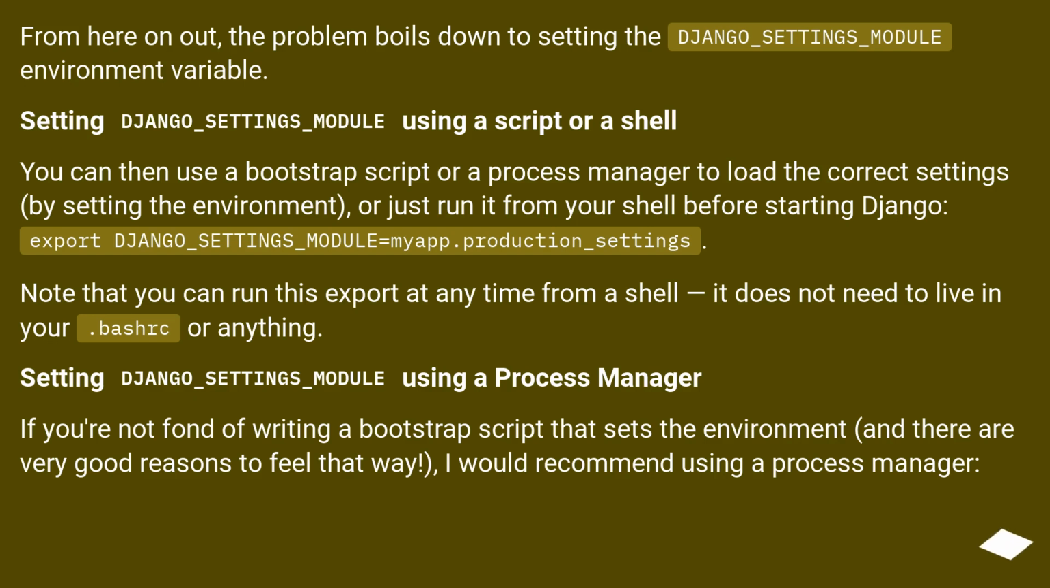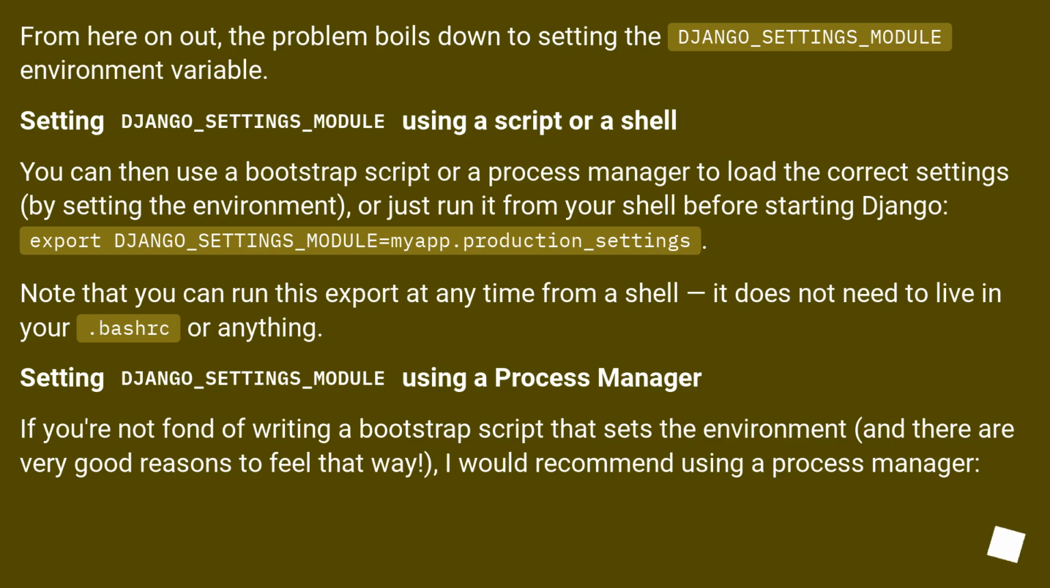From here on out, the problem boils down to setting the DJANGO_SETTINGS_MODULE environment variable. Setting DJANGO_SETTINGS_MODULE using a script or a shell. You can then use a bootstrap script or a process manager to load the correct settings by setting the environment, or just run it from your shell before starting Django.